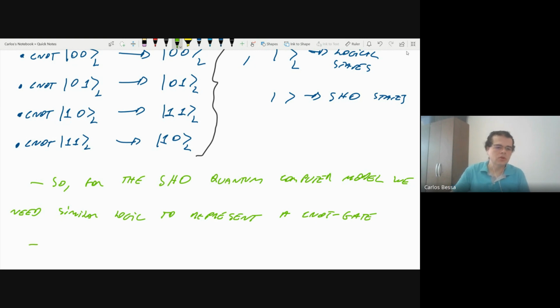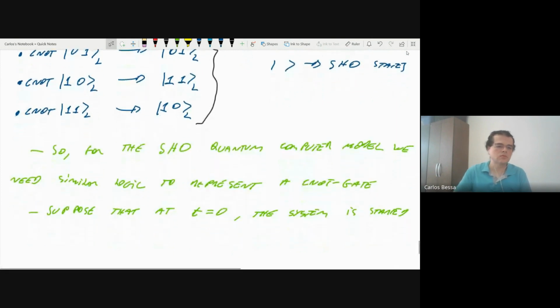Okay, so suppose that at t equal to 0, the system is started in a state spanned by the simple harmonic oscillator base states, which is our n. Okay.